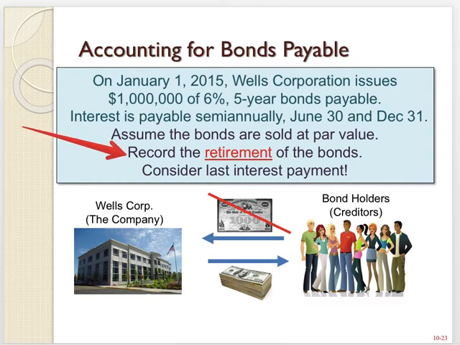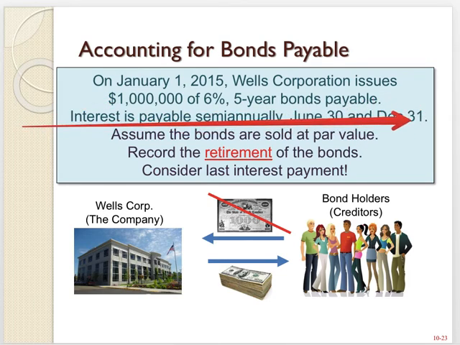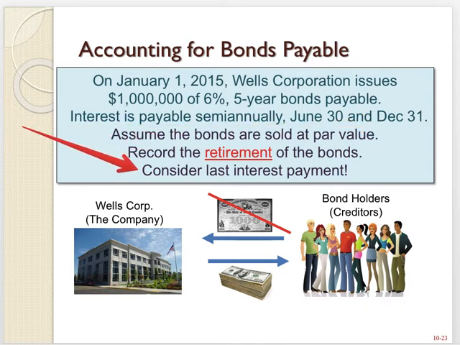So we want to record the retirement or the repayment of the bond, and you also need to consider the last interest payment that needs to be made because the bond is a 5-year bond from January 1st, so it ends on December 31st. Well, there's also an interest payment that's due December 31st, so you have to consider both if it asks for that in the question. So you have to read the homework questions carefully and make sure if they want you to include the last interest payment or not. So in our example here, we are going to consider that last interest payment.